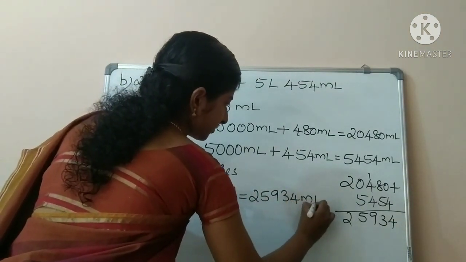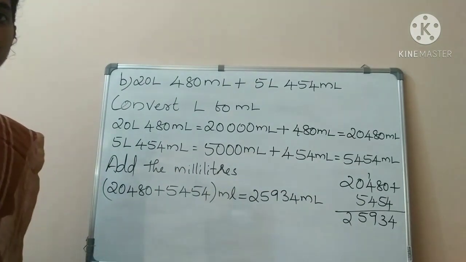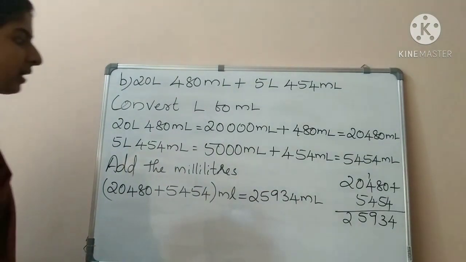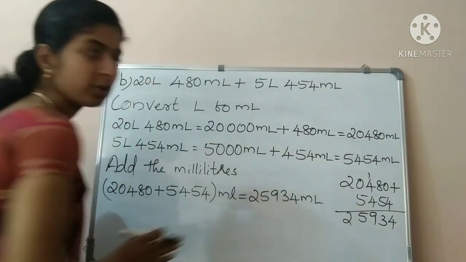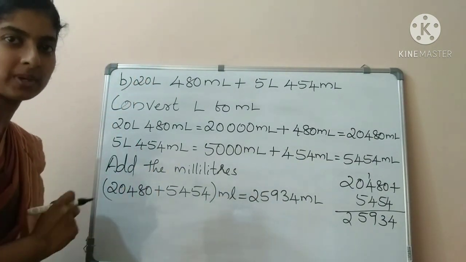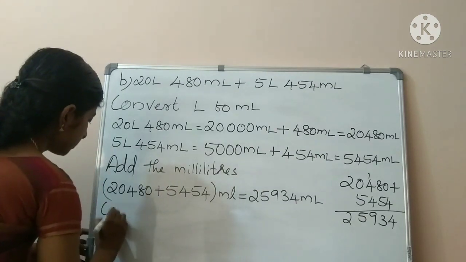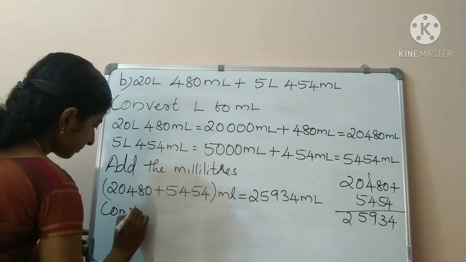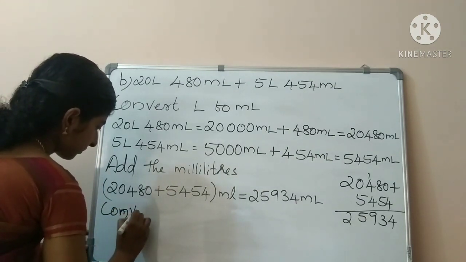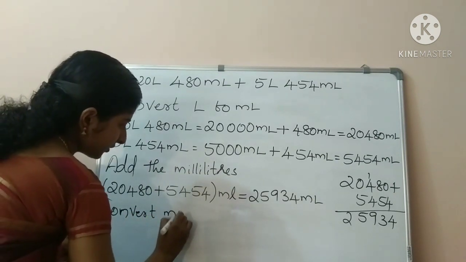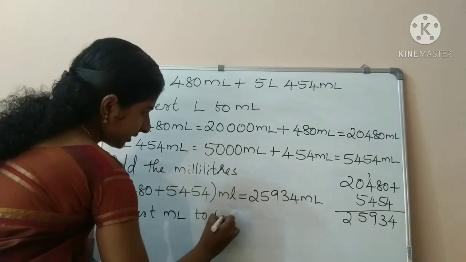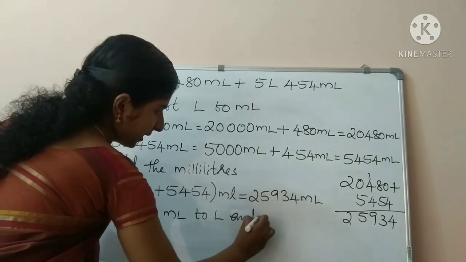25,934 milliliter. Then next, here the answer is in milliliter. So we convert this milliliter to liter and milliliter.